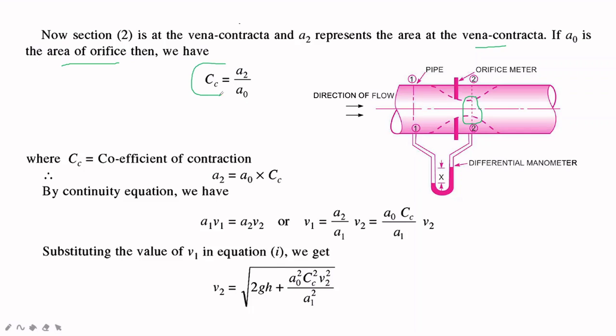From this, we can find the value of A2: A2 is equal to A0 into CC. That is, the area at the vena contracta is equal to the area of the orifice into the coefficient of contraction. We don't have any formula to find A2 directly, that's why we followed this method. Once we got A2, we know the continuity equation, that is A1 V1 is equal to A2 V2.